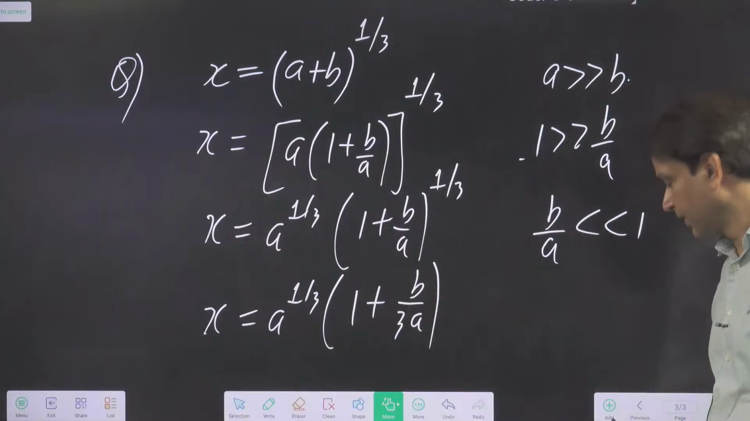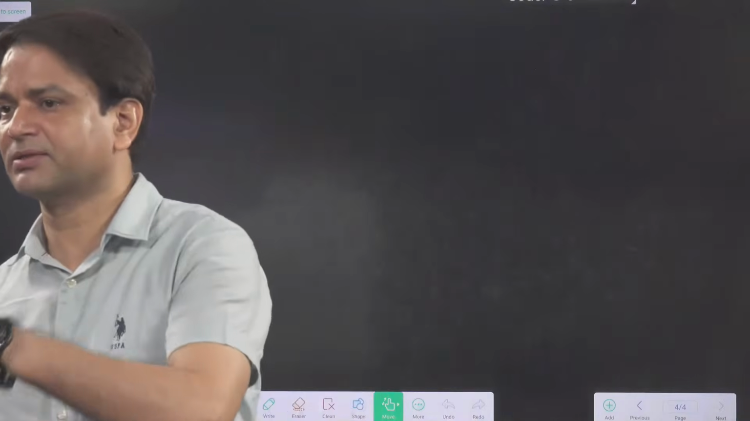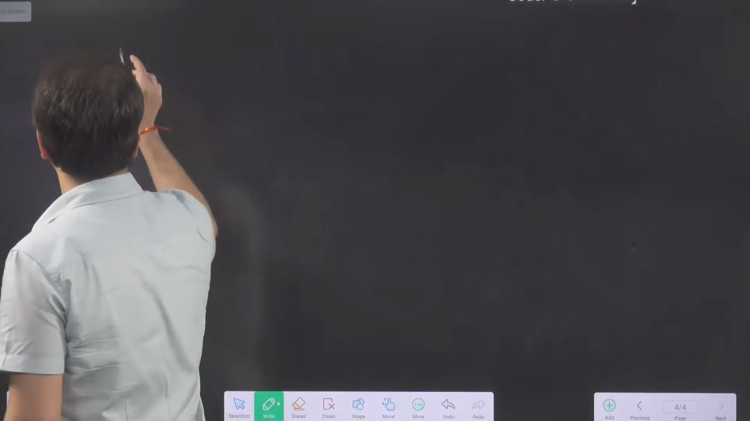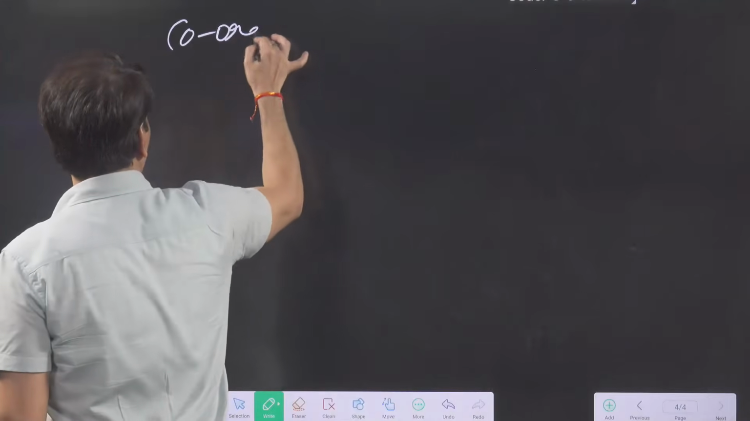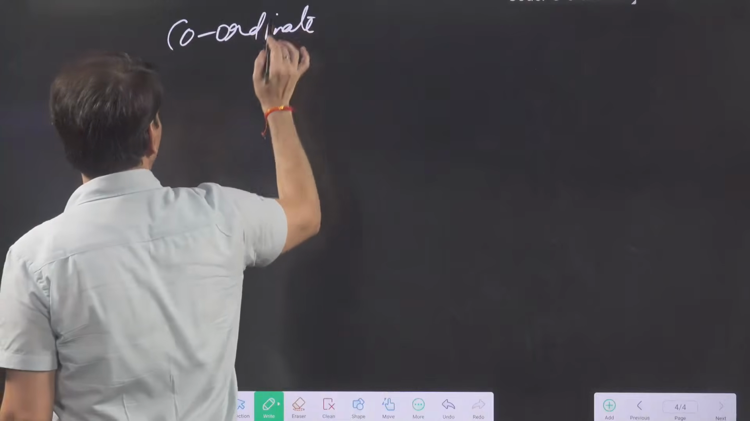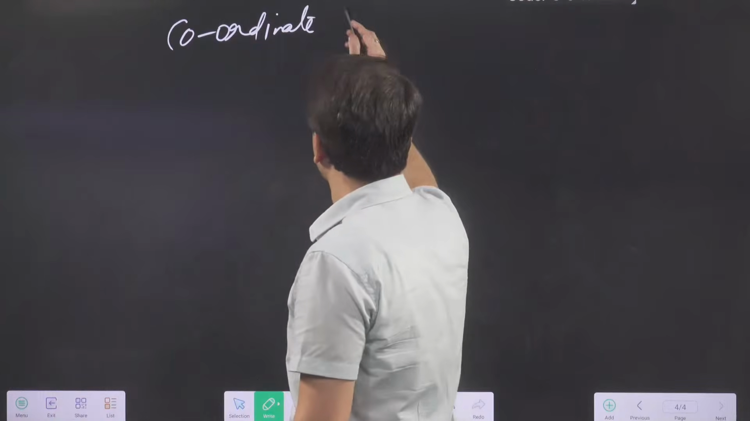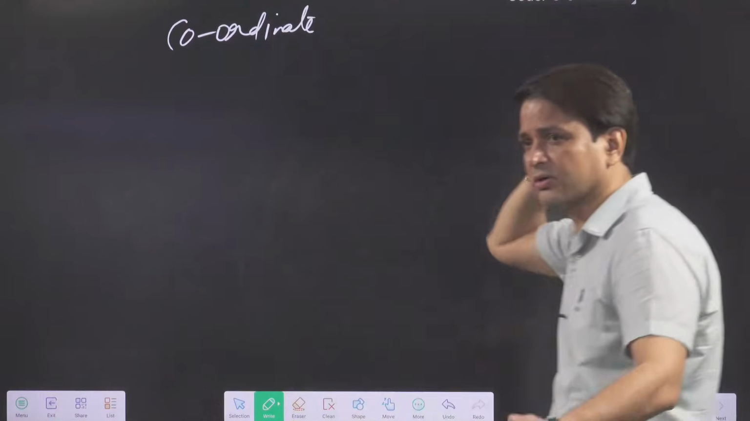Okay. So this is about the binomial approximation, the basic mathematics part we are using in physics. Now coordinate geometry, in short I will say, and if you want more detail, then some lectures are there on YouTube. My lecture is there for the graph, basic graph.